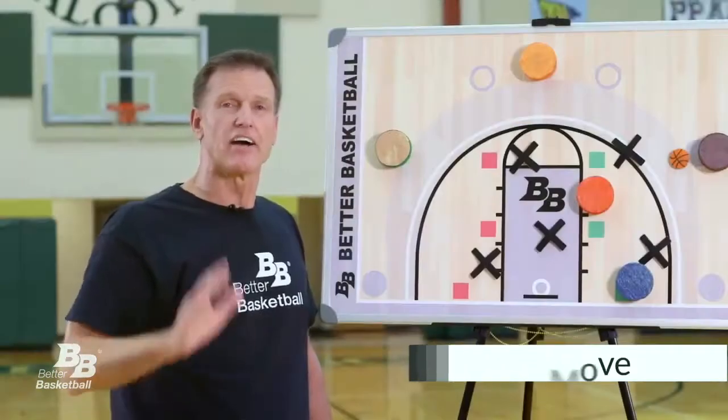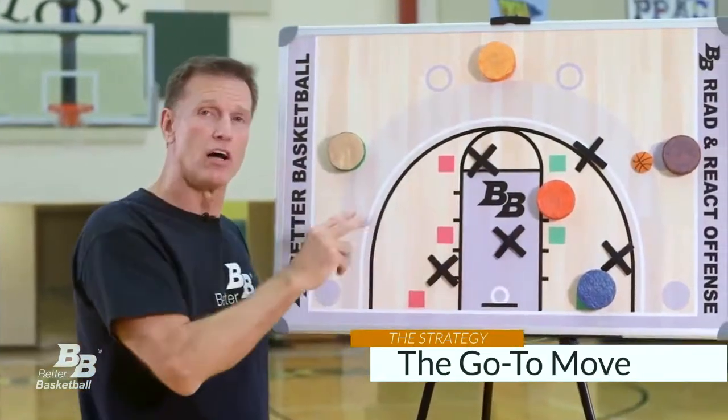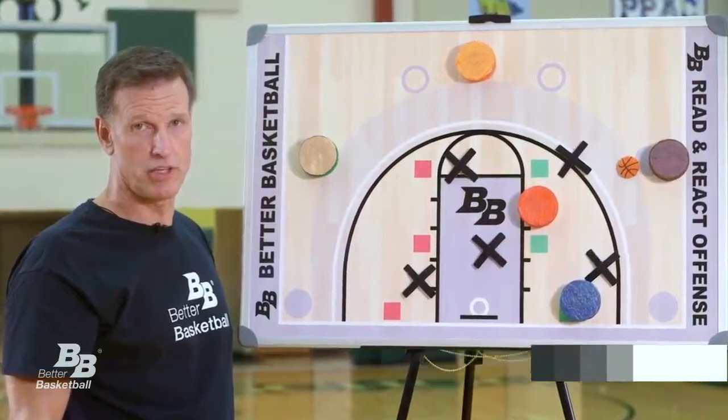We're not going to do that. We're going to stick to the read and react. Putting pressure on the rim, the threat of layups, is not only our first strategy, it's our constant strategy. Does this sound familiar? Of course. It's the read and react strategy against all defenses. Our go-to move is simple. When the ball is in the outer one-third, all zones fall into a 2-3 formation.